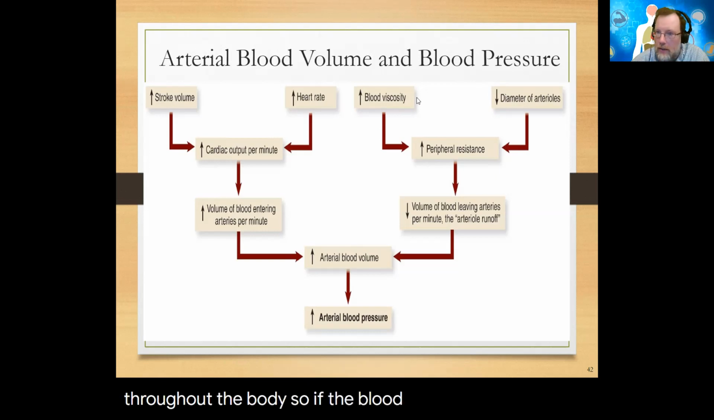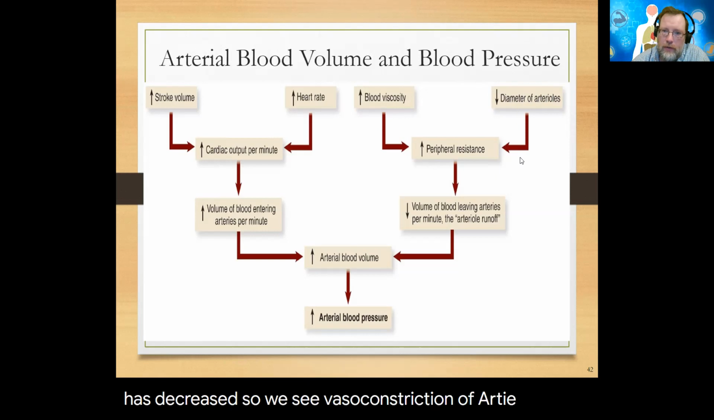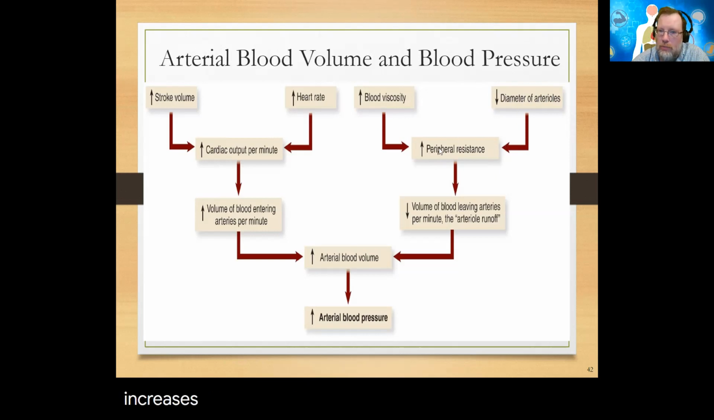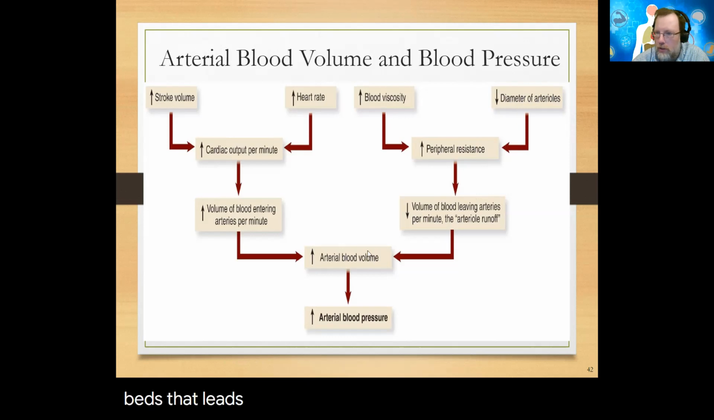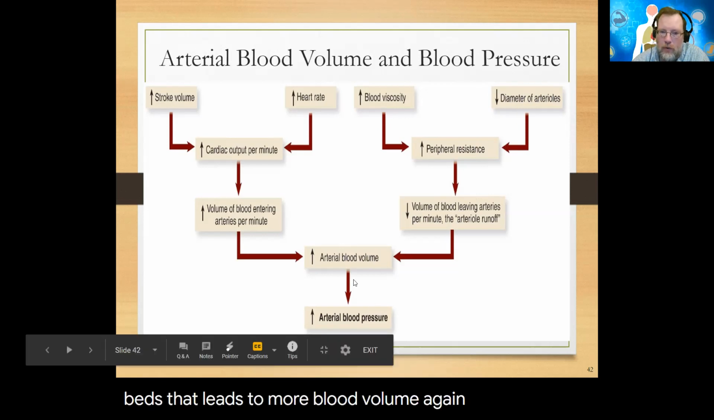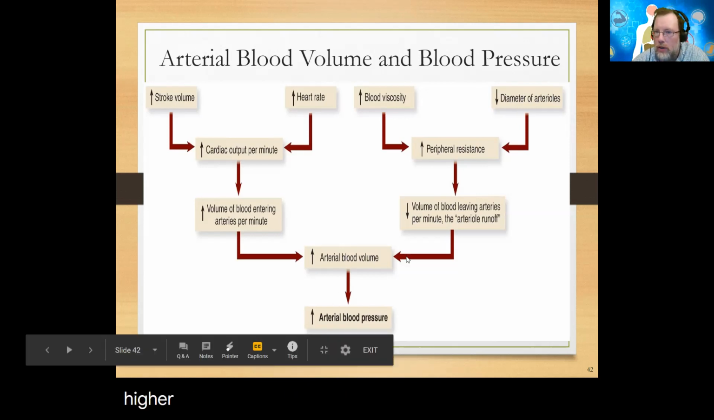So if the blood's thicker, the diameter of these arterioles as they're dumping into capillary beds has decreased. So we see vasoconstriction of arterioles. That increases peripheral resistance. That's going to decrease the amount of blood that's able to run off into the capillary beds. That leads to more blood volume. Again, more blood, higher blood pressure.